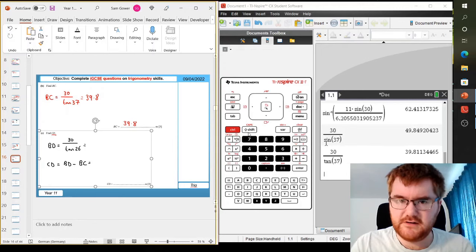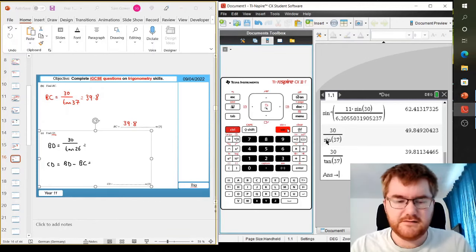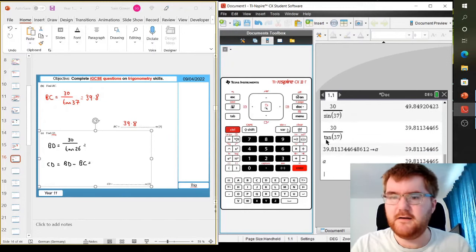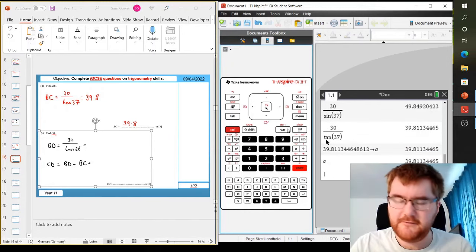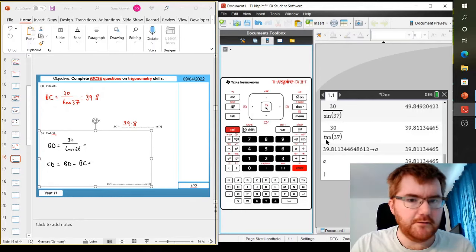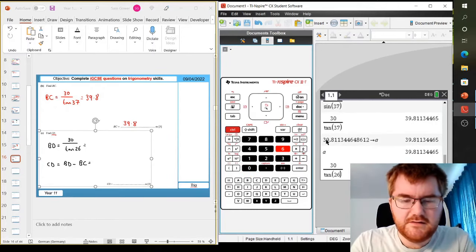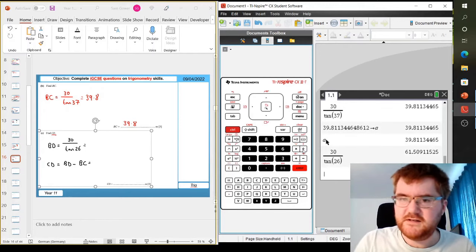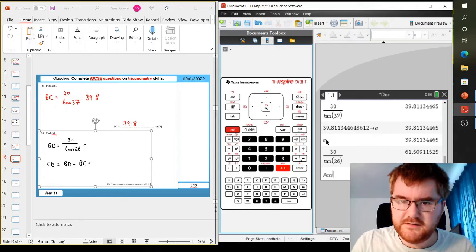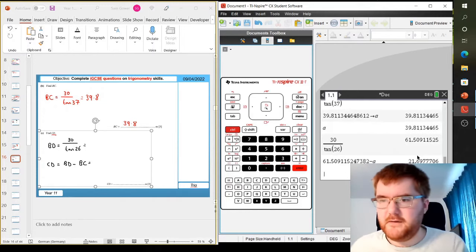So I'm going to do a nice little trick here. I'm going to store the answer as A. So every time I type in A, I've got that 39.8 ready for the next question. Now I'm going to work out what I just typed in there. So 30 over tan 26. So 30 over tan 26 gives me a bigger side. And then I can just do answer minus A, and then that will give me my direct answer here.